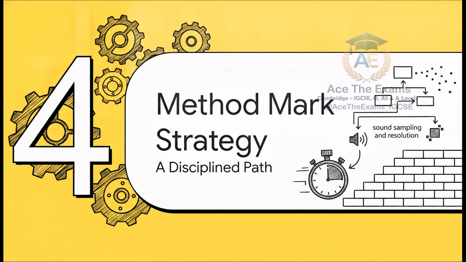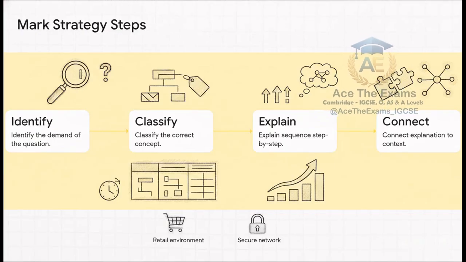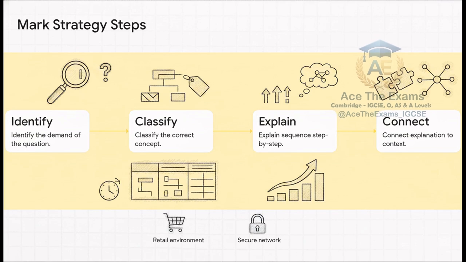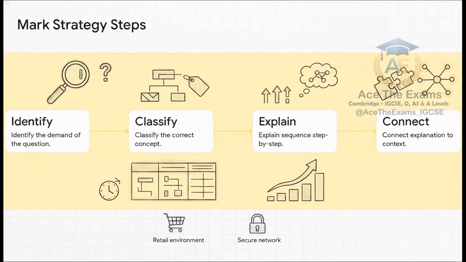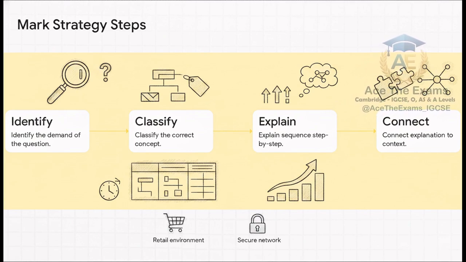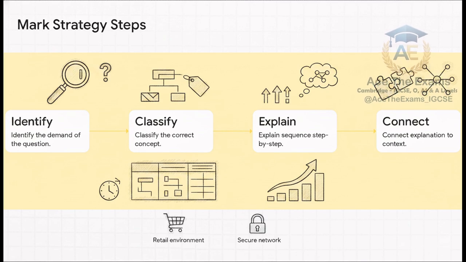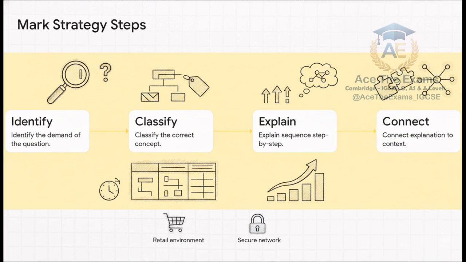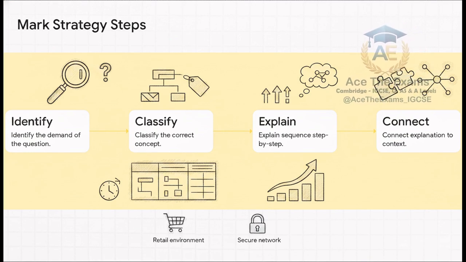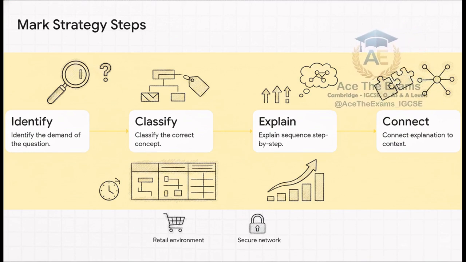Okay, it is officially time to abandon writing facts in a random order in favor of a structured, process-based sequence. The technical method for approaching questions on sound sampling and resolution, or really any complex computer science topic, needs to follow a highly disciplined path. When that exam clock is ticking down, you absolutely cannot rely on sudden inspiration. You need a rock-solid system. So here is your 4-step method mark strategy.